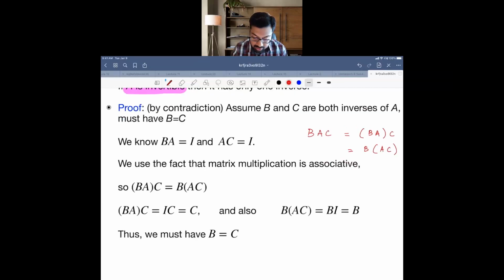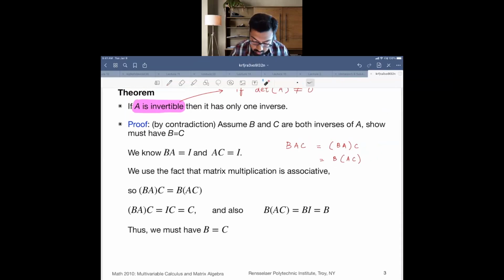So let's try to look at BAC over here first, and then the other one is BAC the other way over here. And because we are assuming that both are inverses of A, BA is identity, AC is identity, then BA times C should equal B times AC, right? So we know that from matrix multiplication being associative.